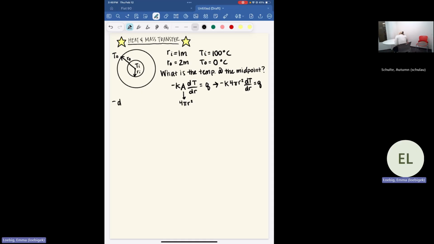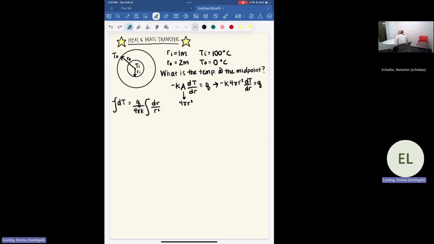So let's have our dT term, our temperature term on the left, equal to our constant Q divided by 4 pi times our thermal conductivity multiplied by our dr term over our radius squared. Now we can simply integrate on both sides. Notice I'm leaving out this Q over 4 pi k term due to the fact that that does not change with either temperature or radius. It is fixed.